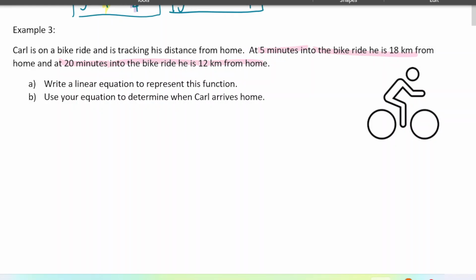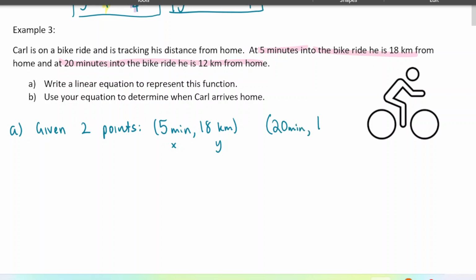So here for part A, it says write a linear equation. So we're going to start with, we are given 2 points. So often word problems where you're asked to do slope point form, they give you 2 points to start with. So we're told that 5 minutes into his bike ride, he's 18 kilometers from home. This would be like the X, this would be like the Y. And then the other one is 20 minutes into his bike ride, we're 12 kilometers from home. X, Y, okay? So let's just call this one X1, Y1, X2, Y2. Since this is the first point, that's the second point.